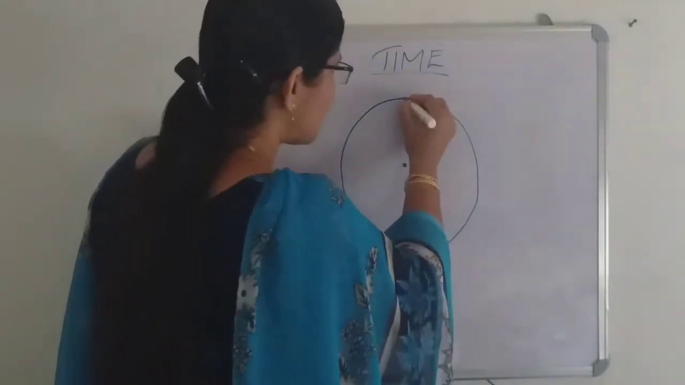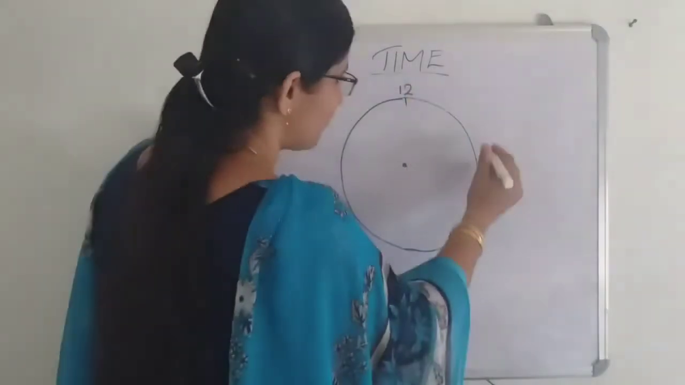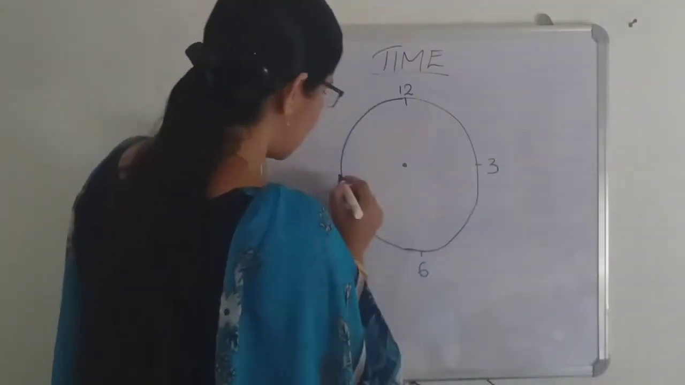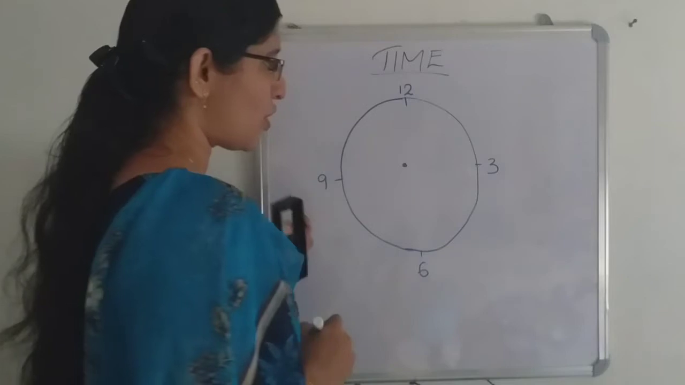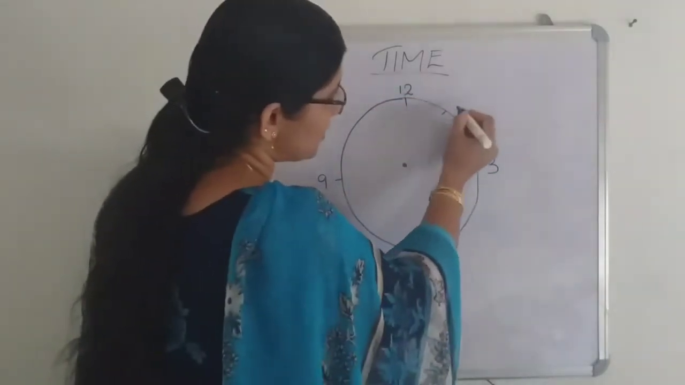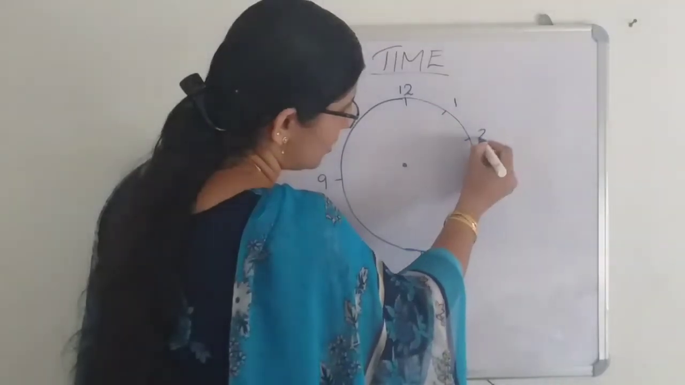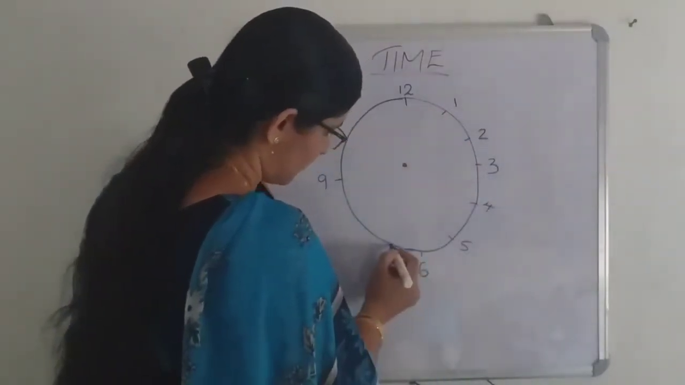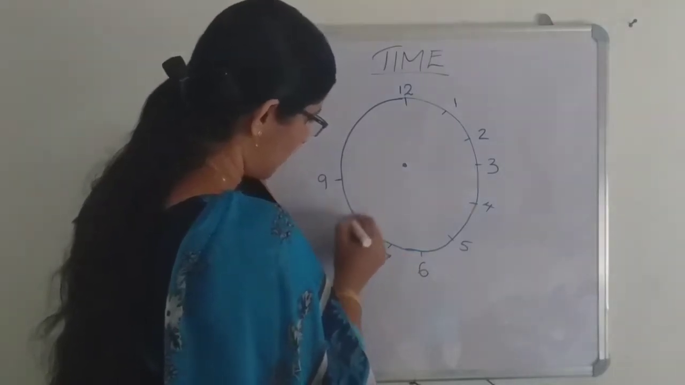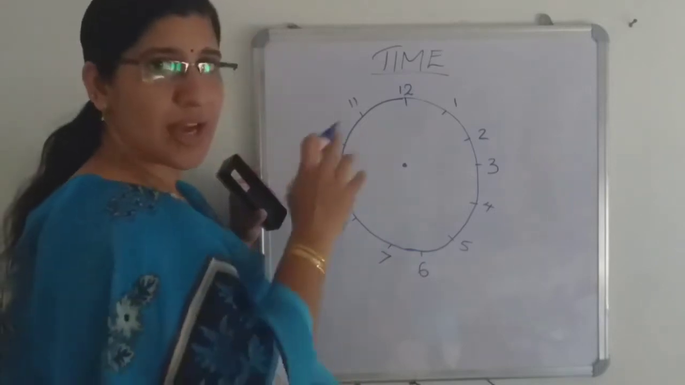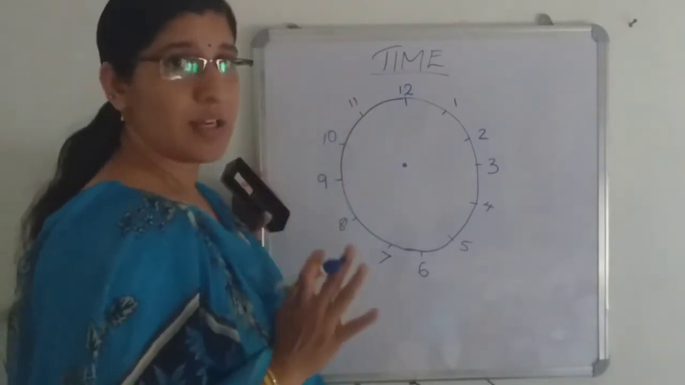First we need to mark 12, 3, 6, 9. First all of you should mark 12, 6, 3, 9. Then after that inside we can write 1, 2, 4, 5, 7, 8, 10, 11. So the clock is already clear.